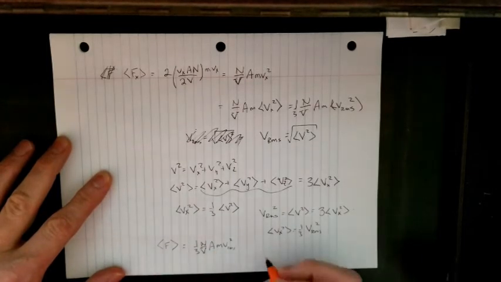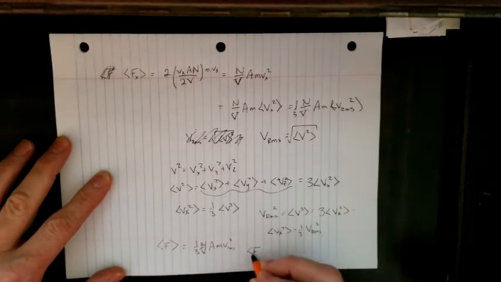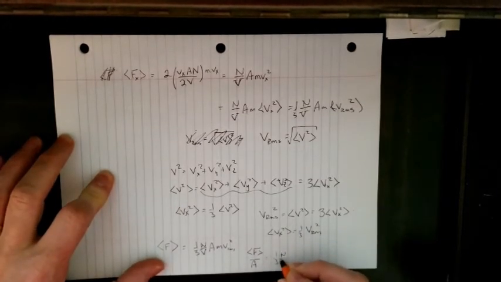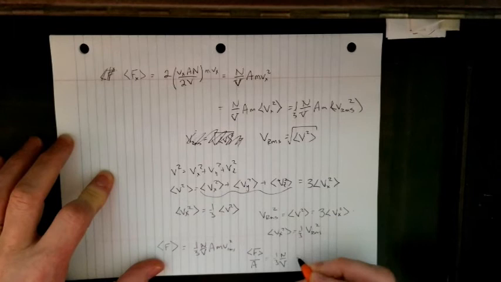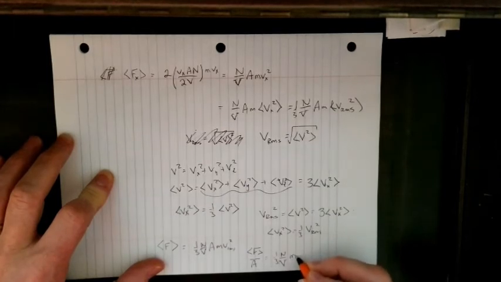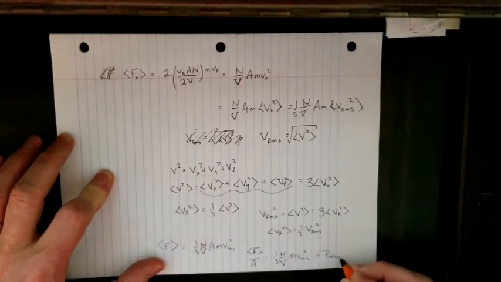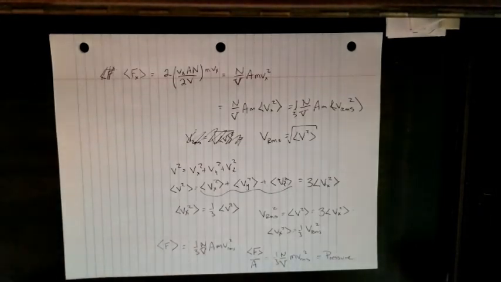And if we divide by the area here, we have this average force per area being 1/3 particle density times m VRMS squared. This is the pressure. And that will lead into what we do next.